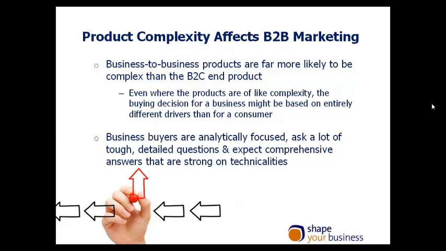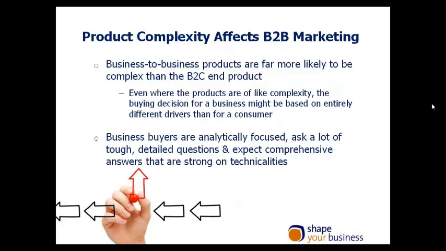So just as the decision-making process of a B2B transaction can become more complex, so do the products. In fact, business-to-business products are far more likely to be complex than the B2C end product, and even where the products are of like complexity, the buying decision might be based on entirely different drivers. Many consumer products are sold on look or how loud they are, or whether they fit the current decor at home. Even though they might be highly engineered and technically sophisticated, those aren't the determining factors in making most sales.